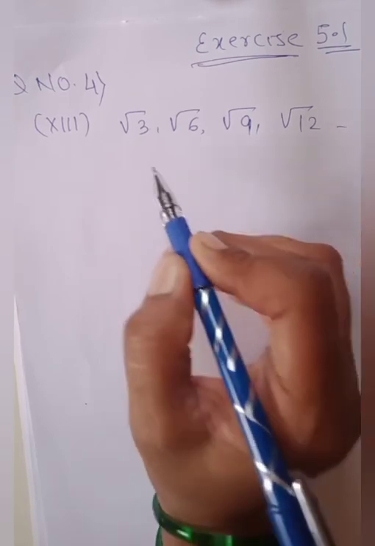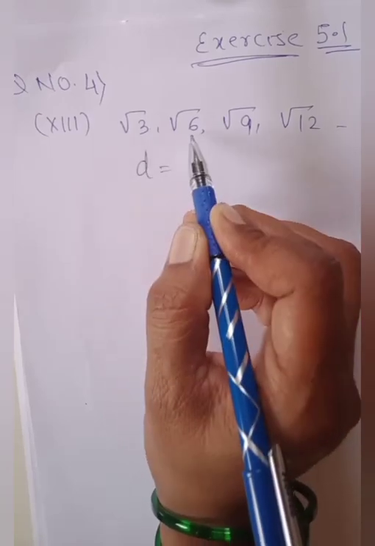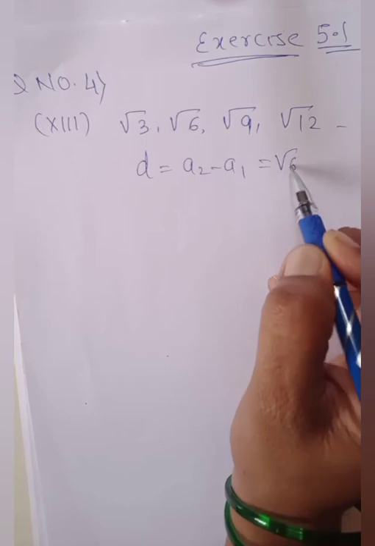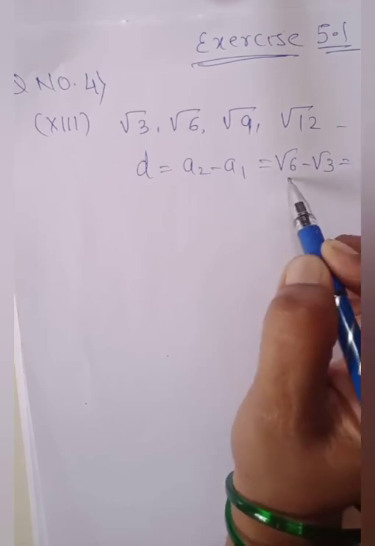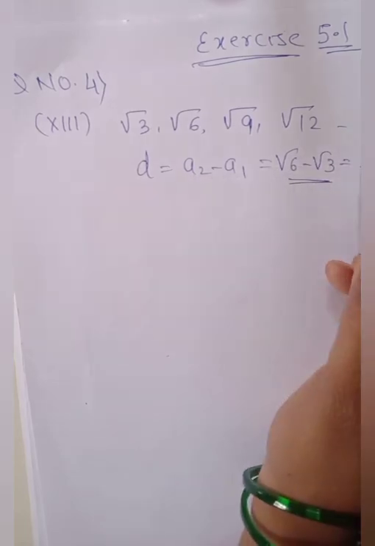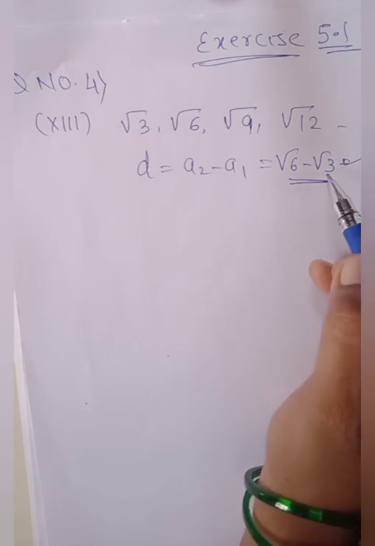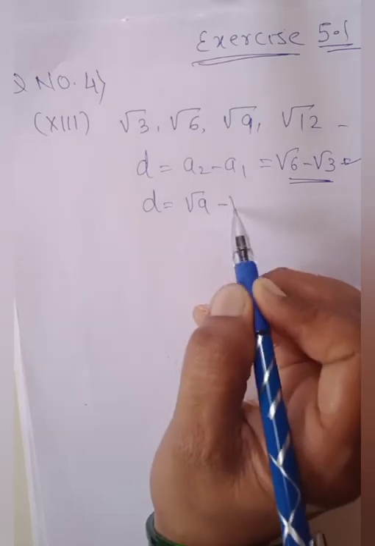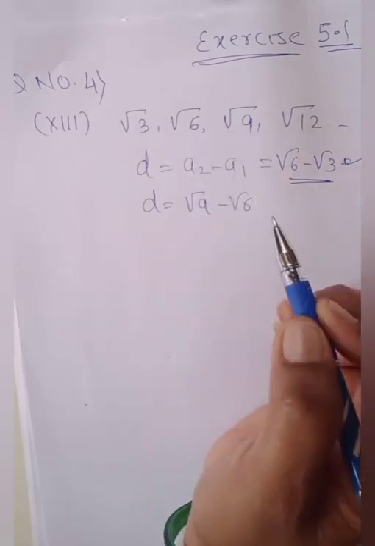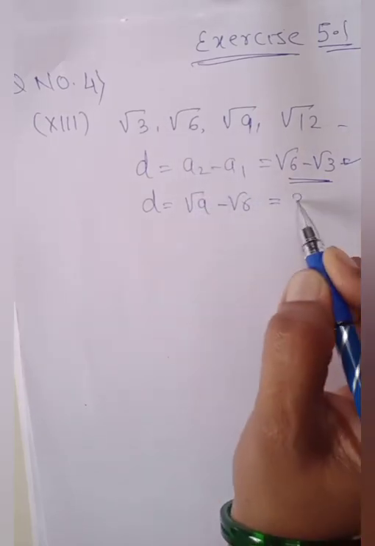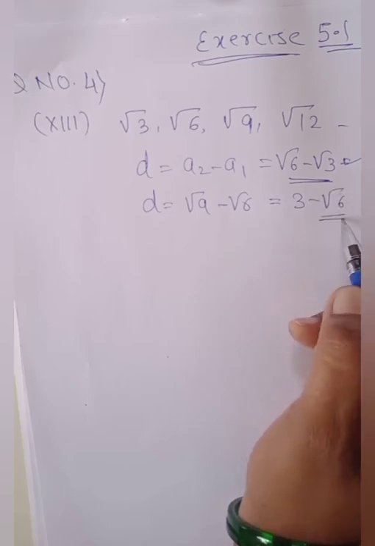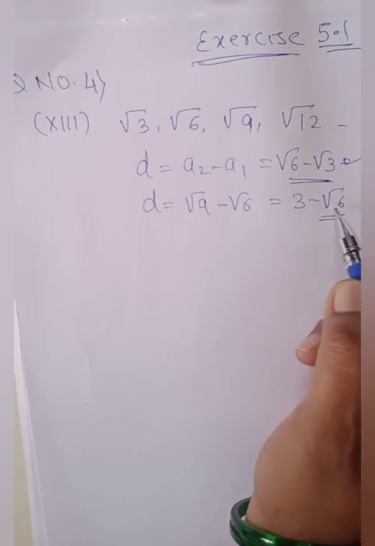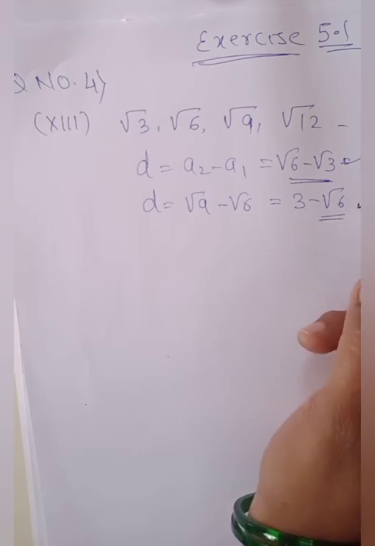Children, look at this one. First of all, the first difference is a2 minus a1, which is root 6 minus root 3, which is not equal to root 3. You are going to keep this as it is. We cannot simplify it further. Then you have the second difference as root 9 minus root 6, that is a3 minus a2. I am doing it directly. See here, root 9 is 3, minus root 6. Further, it cannot be subtracted, so you are going to keep this also as it is.